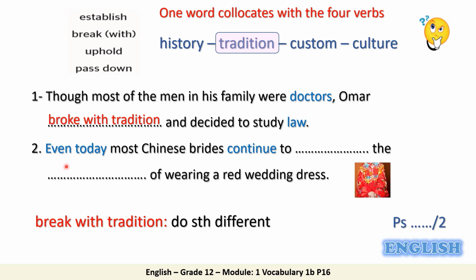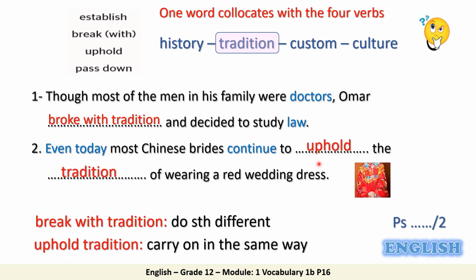How about number 2? Even today, most Chinese brides continue to do the same thing, to wear red wedding dresses in wedding ceremonies. So they are going to, excellent, uphold tradition. To uphold tradition means to carry on in the same way, to do the same thing. So we have got 2 collocations. Break with tradition, which means to do something different, and uphold tradition, which means to carry on in the same way.